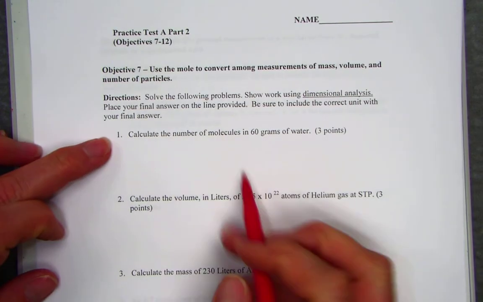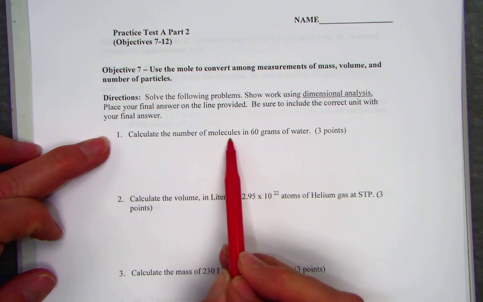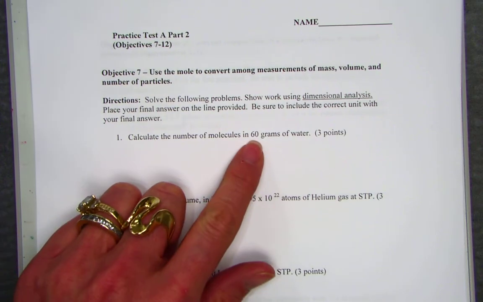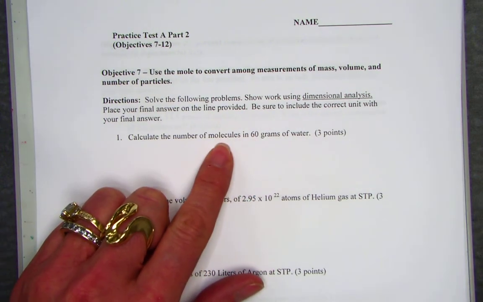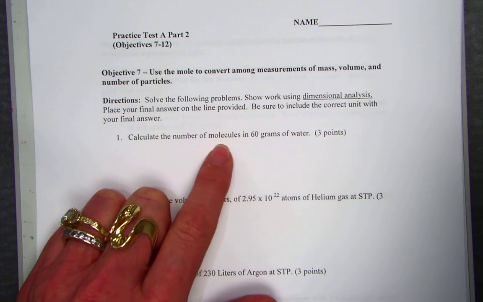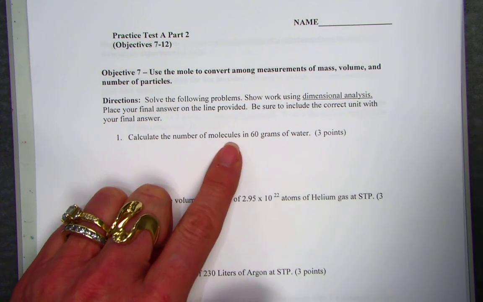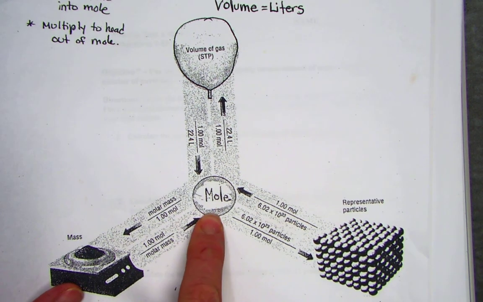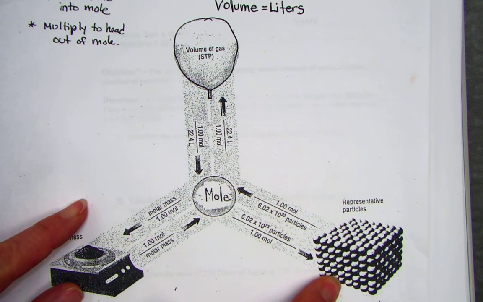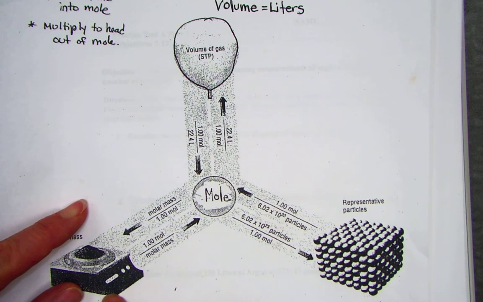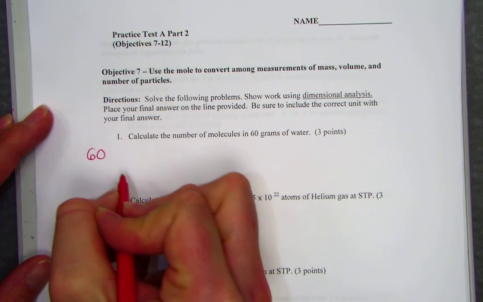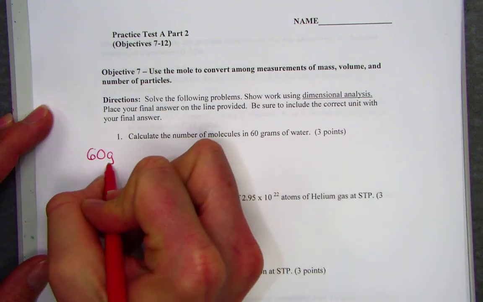In our first problem, we're to calculate the number of molecules of 60 grams of water. Figure out where we're starting on the mole map and find where we want to go, the given and the want. We're given grams, we want molecules. Given a gram, we have to use molar mass to head in and Avogadro to head out. Given a mass, we'll need to find the formula weight or the molar mass in our first step. So as usual, please begin by writing the number, 60, the label, grams of water.